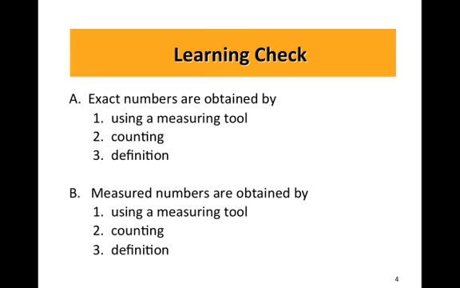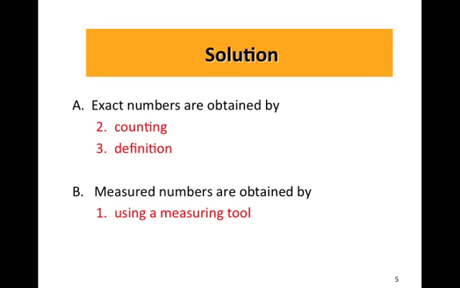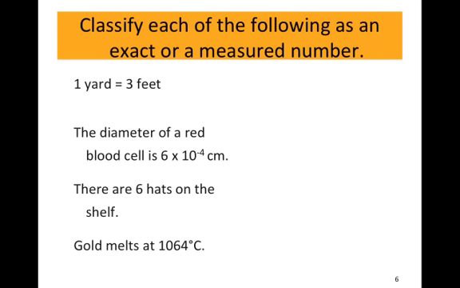All right, if you said exact numbers are obtained either by counting or definition, you're right. And you should also know that measured numbers are obtained by using a measuring tool. This could be a ruler, a balance, a thermometer, any tool that has measurement. Even if it stops measuring and only has 2 digits after the decimal, if we had a more accurate way to measure that, we could record more numbers. Go ahead and take a moment to classify each of these as either exact or measured. So pause, identify, and I'll be back.